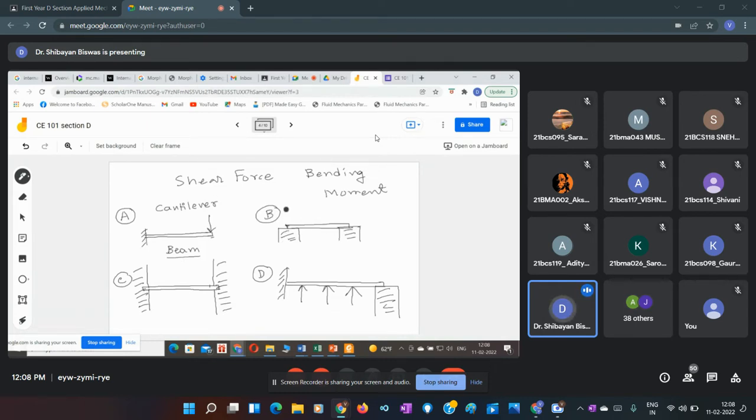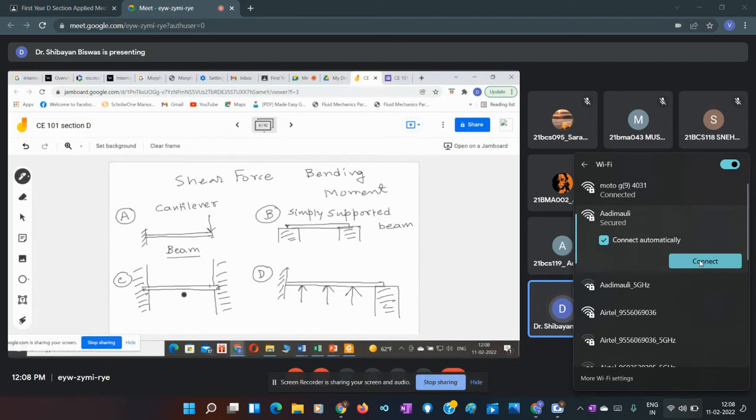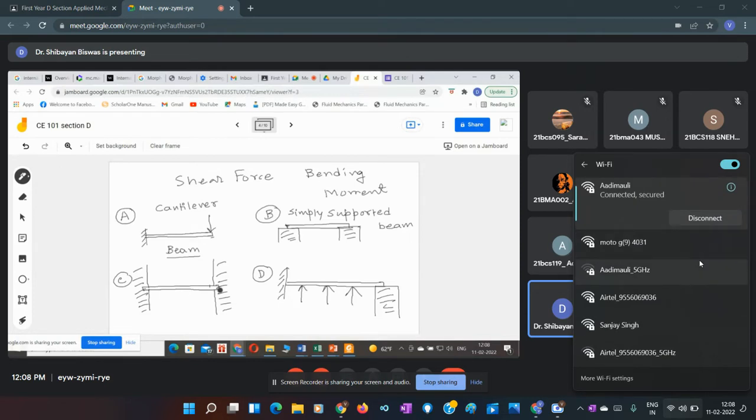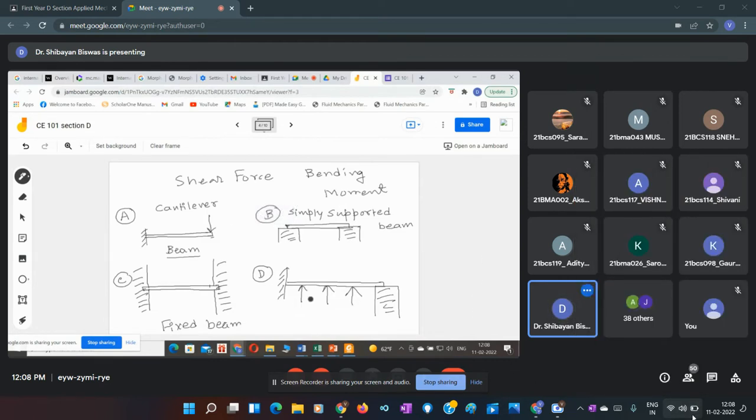B type of beam is known as simply supported beam. So here it is resting on two supports. So that's why simply supported beam. C, as both the ends are fixed, and for case D, whenever there are more than two supports, here more than two supports are provided for this particular beam so that it can rest and it can take the load. This is known as continuous beam. So these are four different types of beams.